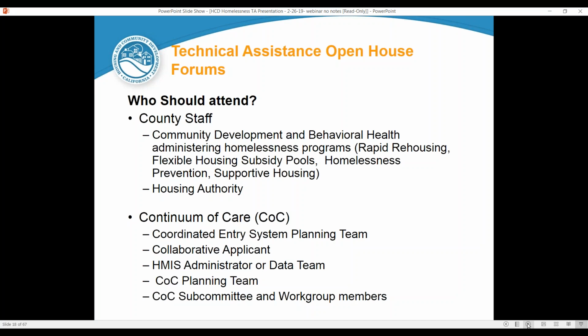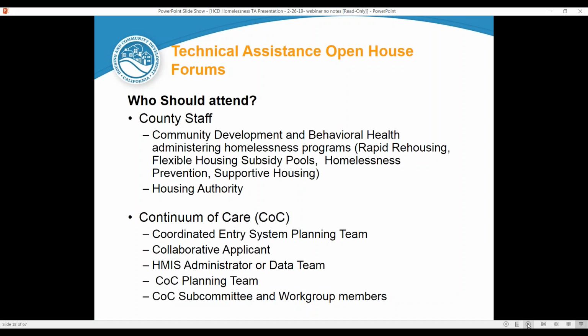So who should attend the open house forums? We're asking that your county staff, your community development and your behavioral health staff administering your homelessness program, so your rapid rehousing, if you have established a flexible housing subsidy pool, we will have that expertise in the room. If you're looking to develop your diversion program, or need some help with implementing your diversion program, then our folks in the room will be available, including CSH, who is an expert in supportive housing.